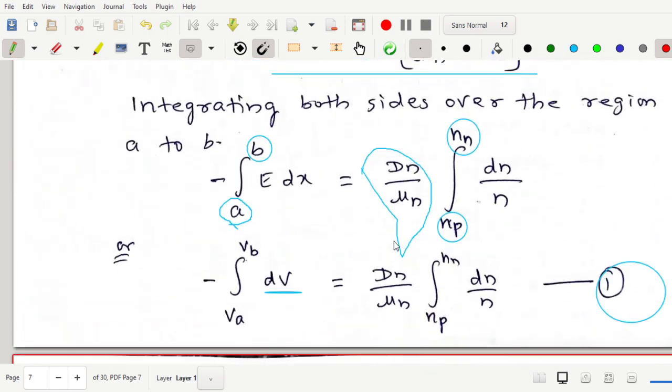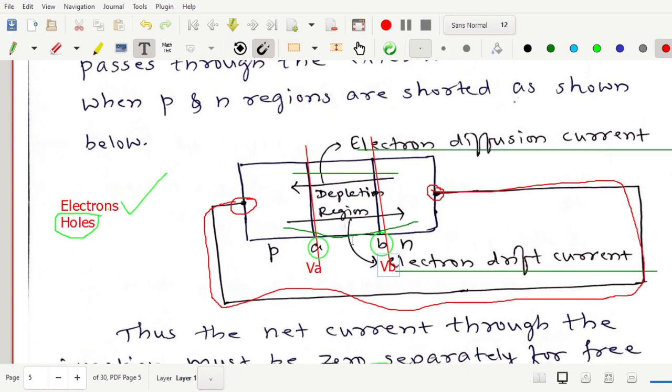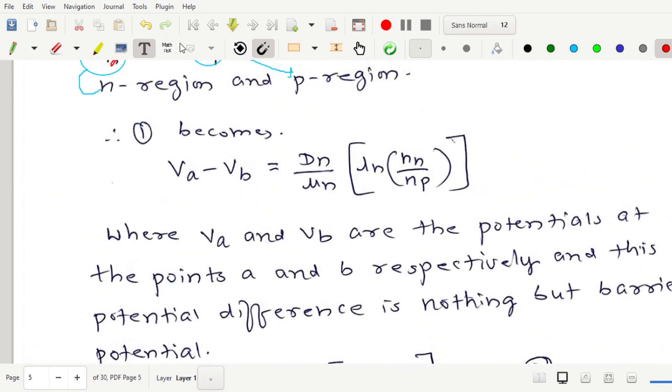So what do we mean by barrier potential? Barrier potential is the potential difference between point A and point B. So if we denote the potential at A as VA and the potential at B as VB, the difference VA minus VB gives the potential in this area, that is the depletion region, which is nothing but our barrier potential.